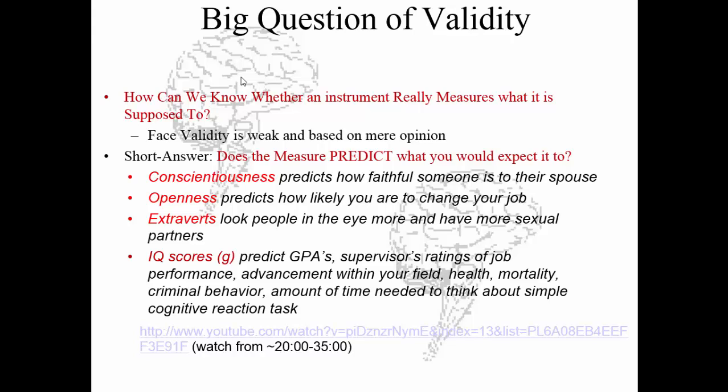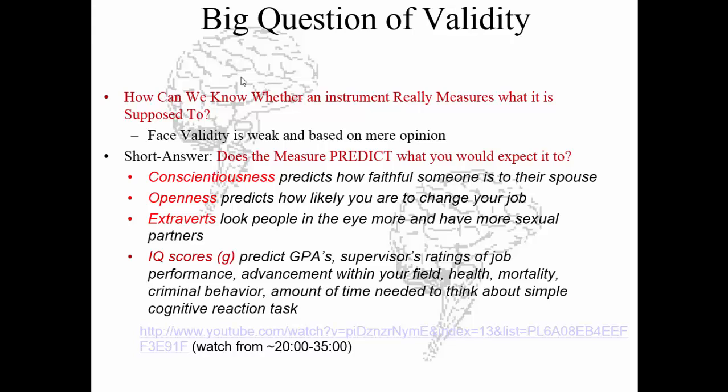To some degree, it looks like it is measuring real conscientiousness, whatever that is. Self-reported openness to experience has been shown to predict how likely you are to change your job. Being open to change, open to new jobs, that's something you would expect it to predict. So self-reported openness seems to be tapping into real underlying openness. Self-reported extroverts look people in the eye more, and they tend to have more sexual partners. Things you would expect it to predict.